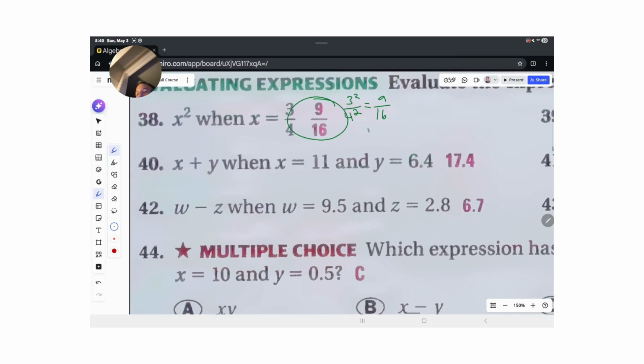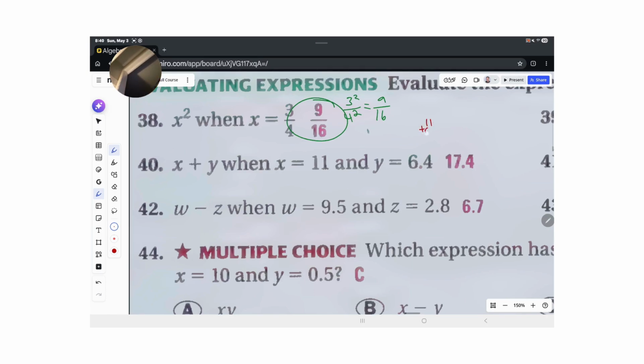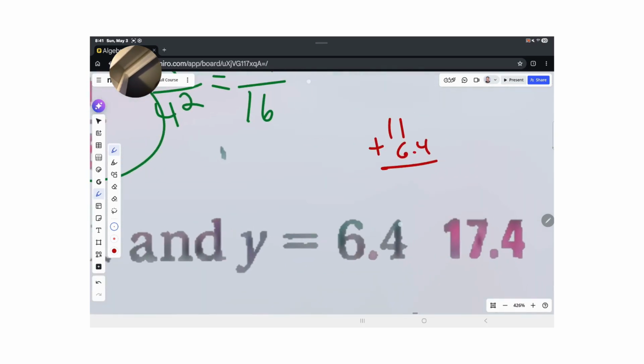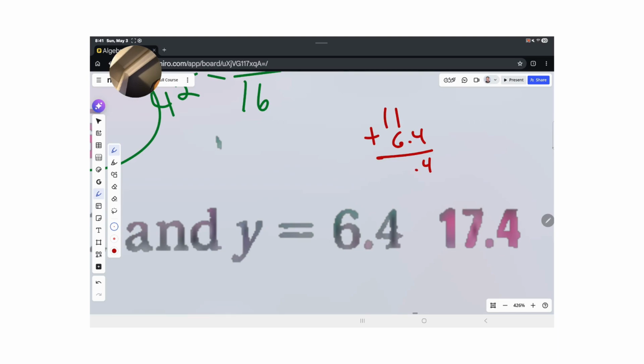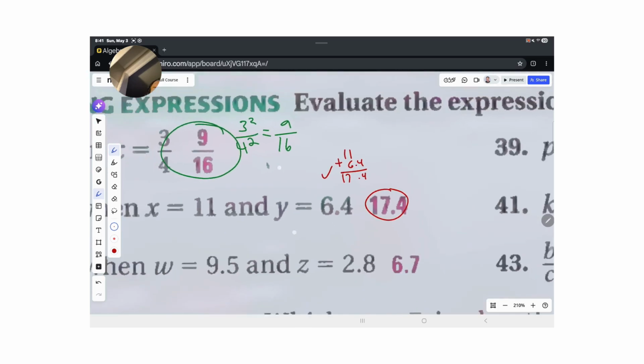Let's bring in two variables, x plus y. When x is equal to 11 and y is equal to 6.4. All right, let's plug those in. 11 plus 6.4. If we line them up, might be a little easier. 6.4, okay. Bring down our 4, bring down our decimal place. 11 plus 6 is 17. 17.4 checks out.